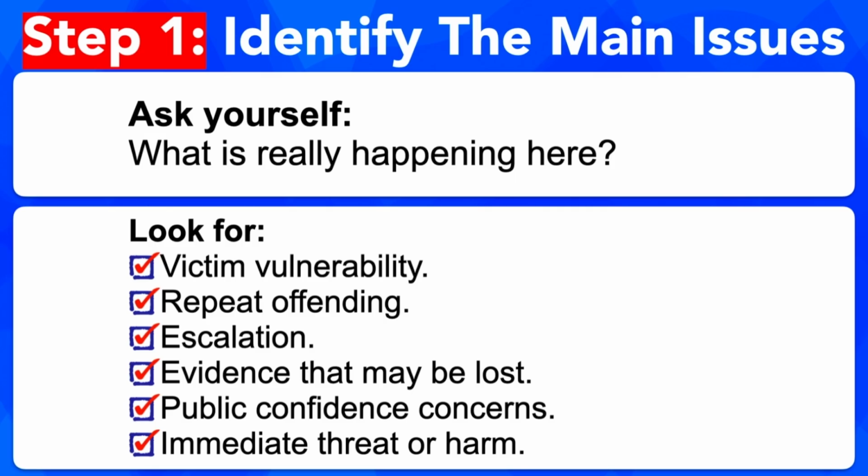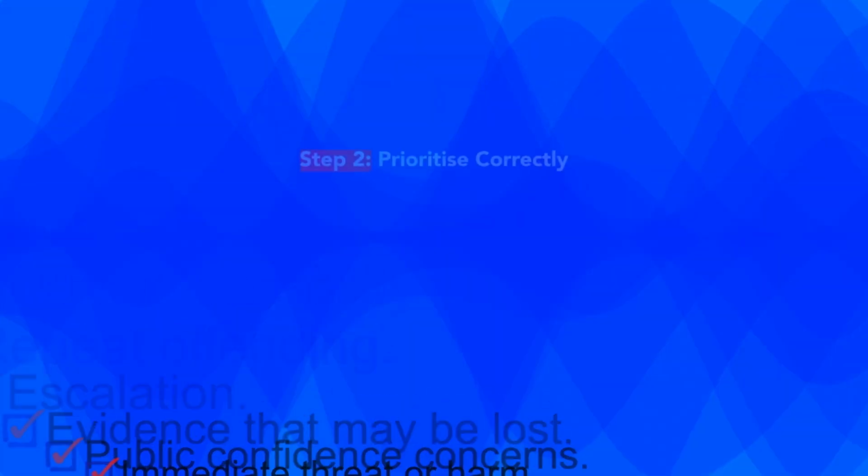For example, a theft might actually be targeted intimidation. A fake social media account might include offline risk. A financial concern might involve exploitation of a vulnerable adult, for example. Let's now move on to step number 2.